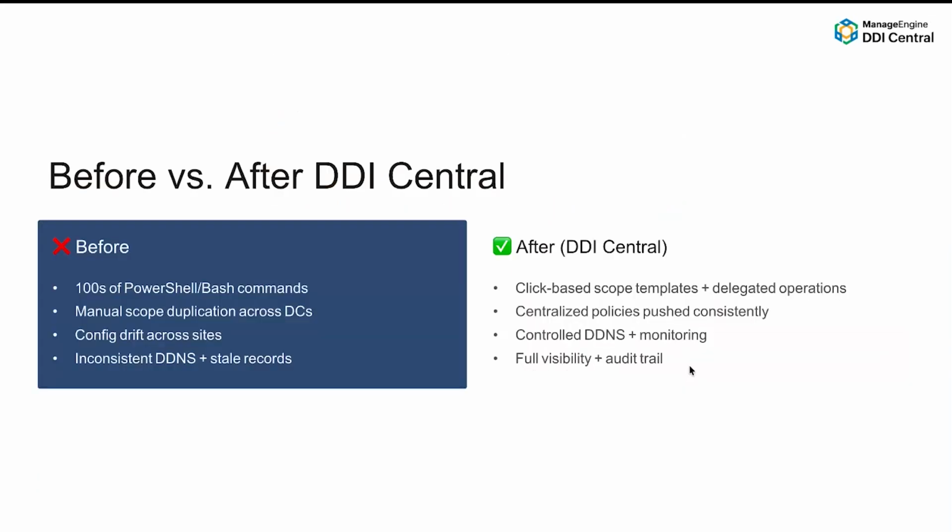Before DDI Central, operations meant scripts, lots and lots of scripts. So even for a single configuration, they have to push 100 lines of scripts. So there is manual scope duplication, configuration drift, and stale DNS records. After DDI Central, it's all about click and play. So it's centralized policy, controlled DDNS, and full audit visibility. You standardize all these policies once and scale everywhere.